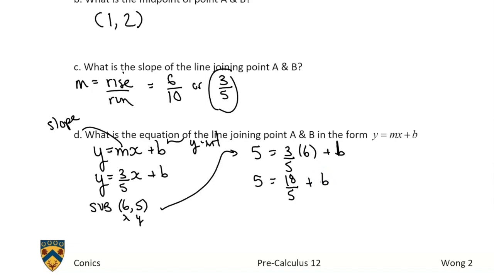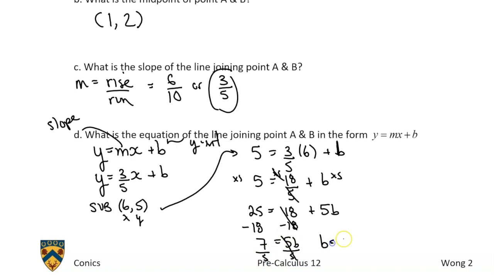For me, what I'll do is I'll say I want to get rid of that 5 as a denominator. So I'm going to go times 5 on both sides and distribute it on the right side. And what that does is it gets rid of this 5 down here. And then we could say 25 equals 18 plus 5b. Subtract 18 from both sides, and we get 7 equals 5b, meaning that b will be equal to 7 over 5.